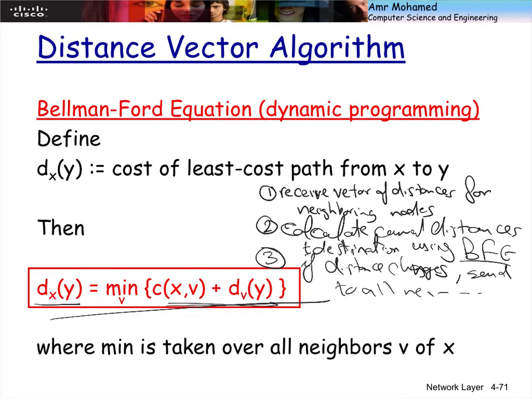We cannot recognize the steady state. What does that mean? Here, what is the steady state? The steady state is when I send these messages, the vector of distances, and then the answer to this question is always no.